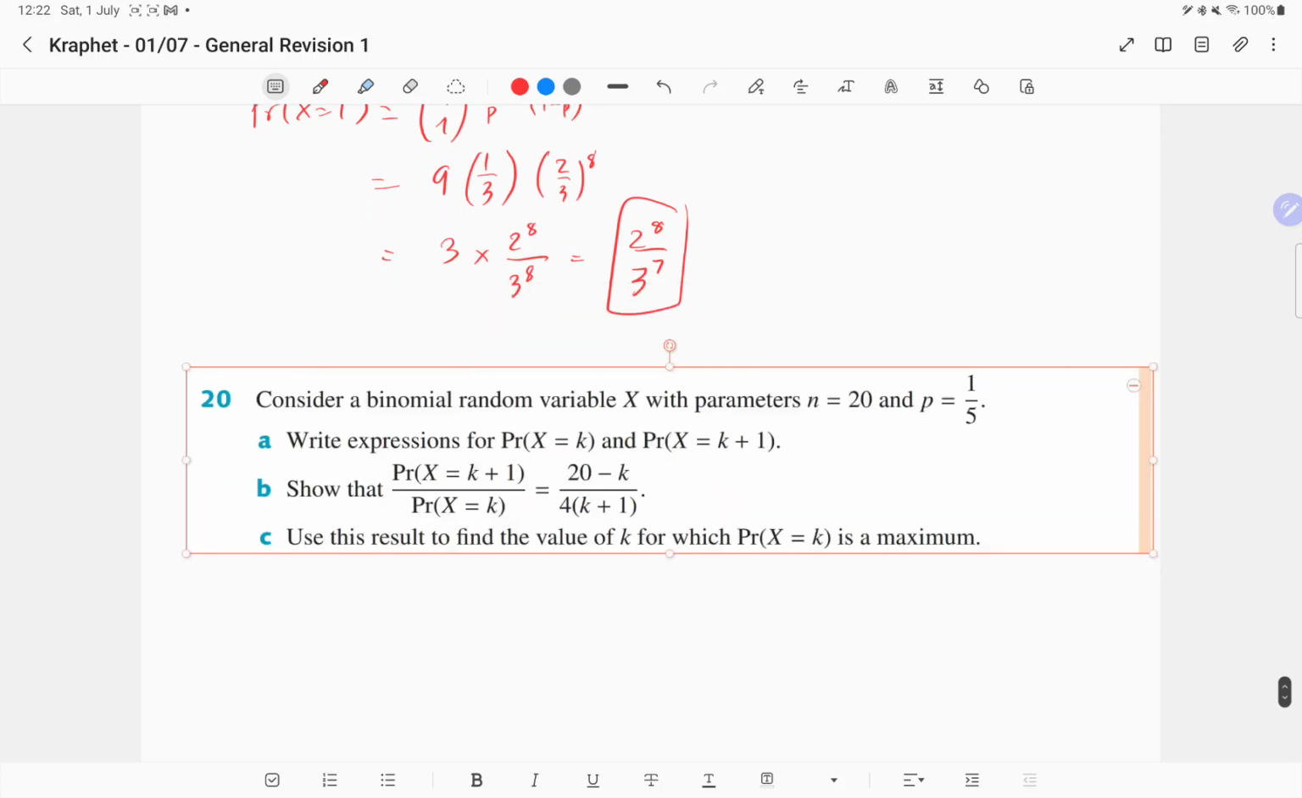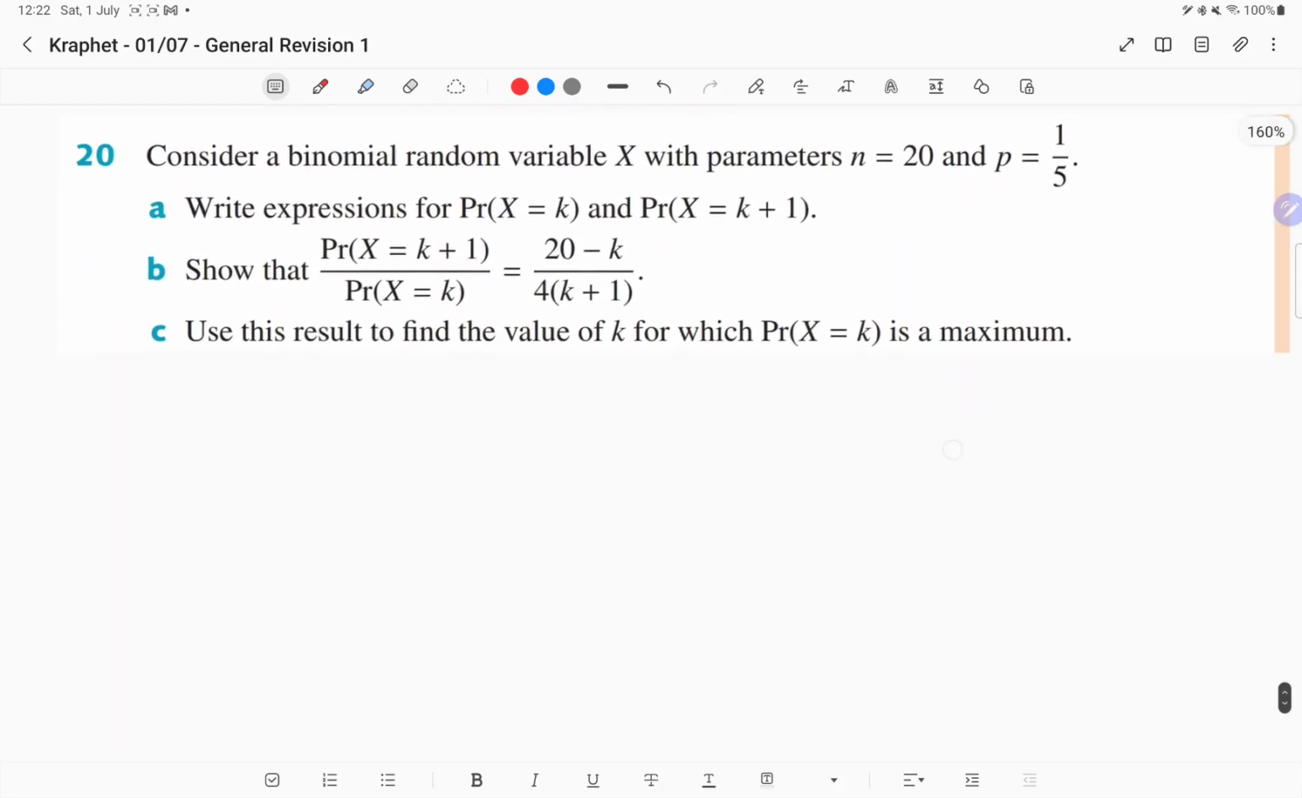Consider binomial random variable X with parameters n equals 20 and p equals 1 over 5. So we've got n and we've got p. Write an expression for Pr(X = k) and Pr(X = k + 1). Show that, whatever that is, and use this result to find the value of k for which Pr(X = k) is the maximum. Oh my. Alright, let's work through it bit by bit and see how we go.